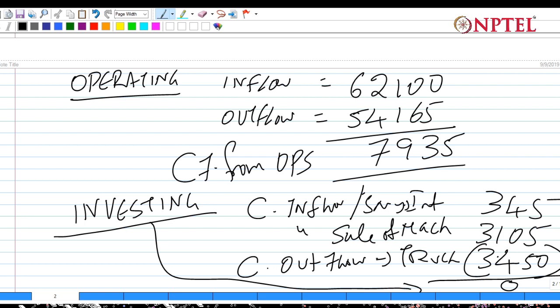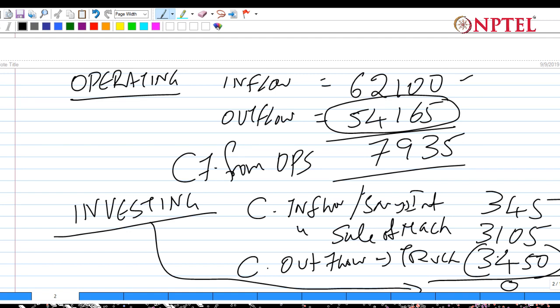No, I'm okay. We are going by this. Perfectly all right. If you actually see these inflows, inflows are perfectly all right, 6,100. If you look at the outflows per se, 54,165. Any problem with it? Now, if you look at these outflows, what are we looking at in this particular case?